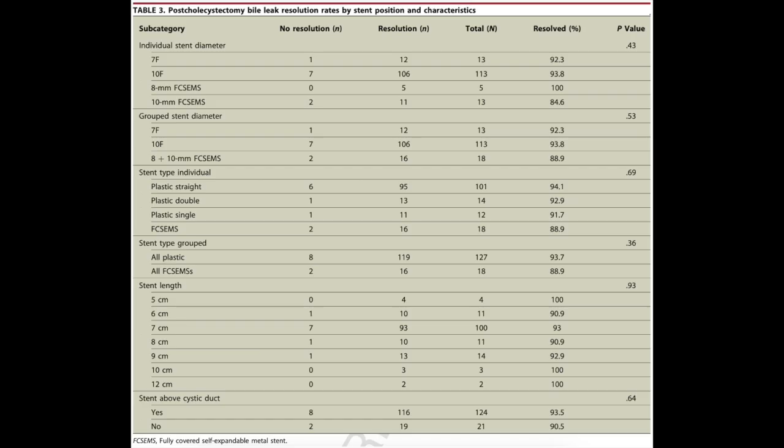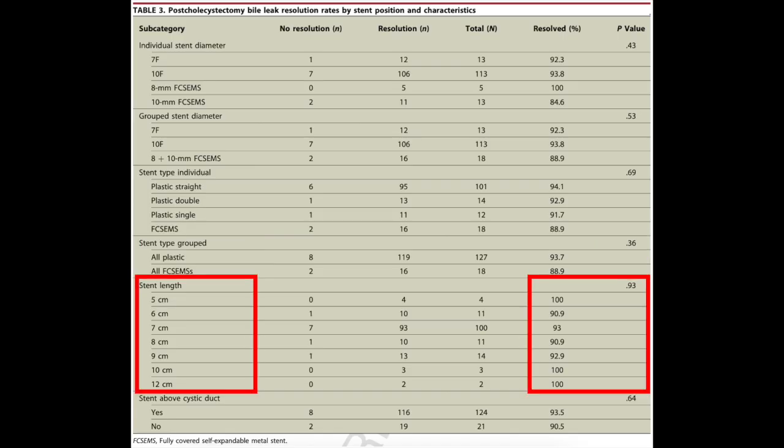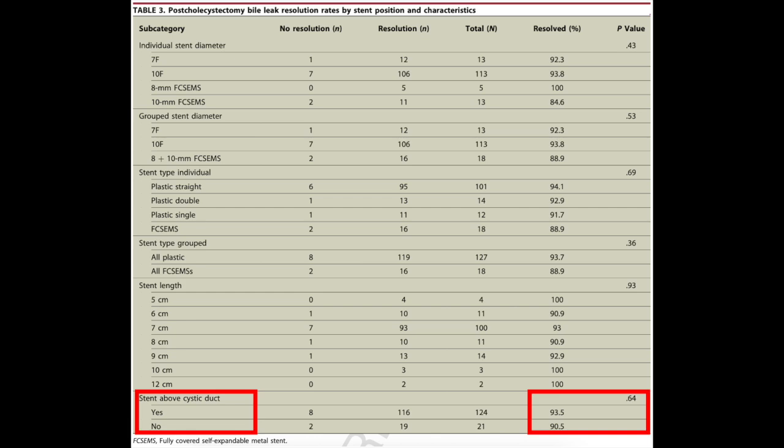We found that there was no statistically significant difference in bile leak resolution rates following fenestrated cholecystectomy, regardless of the stent diameter, regardless of the stent type, regardless of whether we used plastic versus metal stents, or regardless of what stent length we used. There was also no difference in resolution rates noted when looking at whether the stent was left above or below the cystic duct. So, overall, this study suggests that a simple plastic stent can be used on index ERCP in bile leaks following fenestrated cholecystectomy with similar resolution rates compared to using a fully covered metal stent on index ERCP.